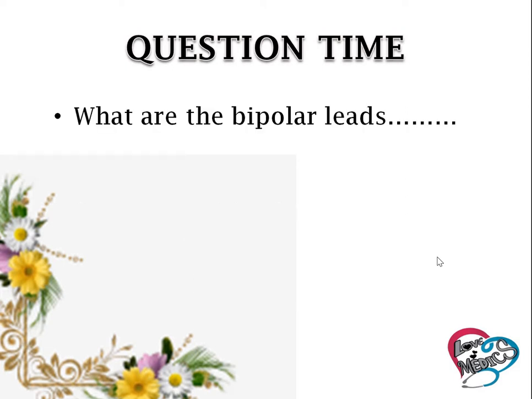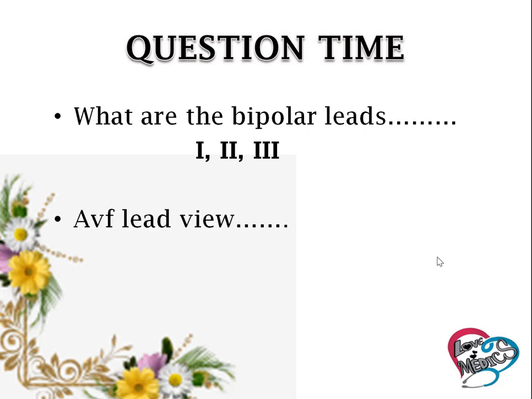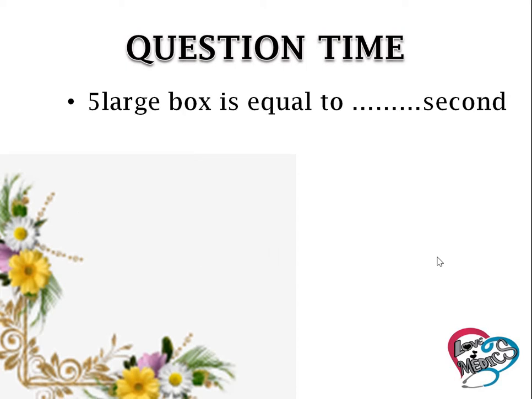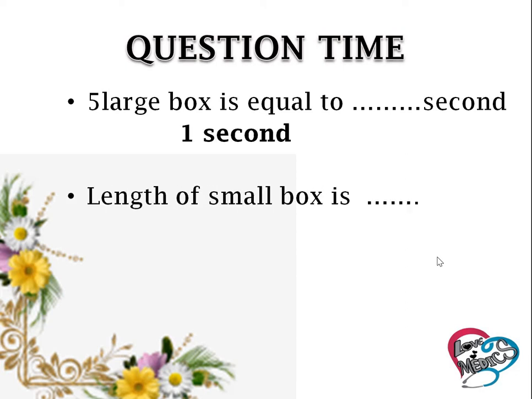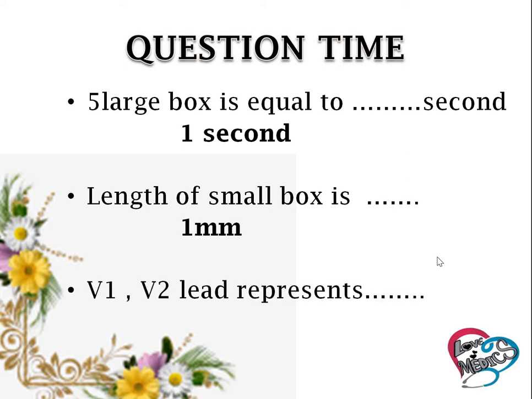What are the bipolar leads? Lead 1, lead 2 and lead 3. AVF lead view is the inferior view. 5 large boxes is equal to how many seconds? 1 second. Length of a small box is 1 mm, and V1, V2 leads represent the septal wall activity.